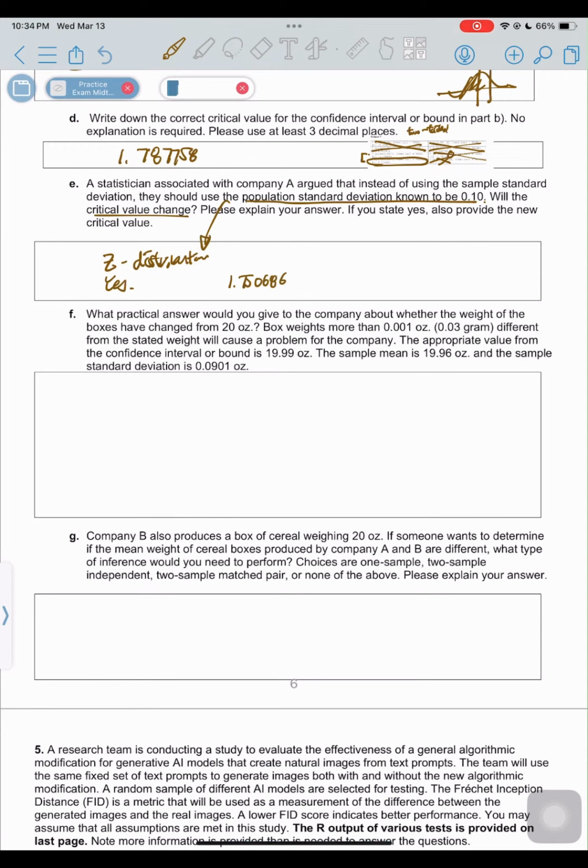So let's evaluate it. If you want to evaluate the practical significance, you have to evaluate the effect size and the differences. Let's do the difference first. The difference is the mu naught value, 20, minus 19.99, which is from the confidence interval. That is 0.01. And the effect size is the difference over the standard deviation. The difference is 0.01 and the standard deviation is, okay, we're given 0.0901. If you do this, it's going to be around 0.11.